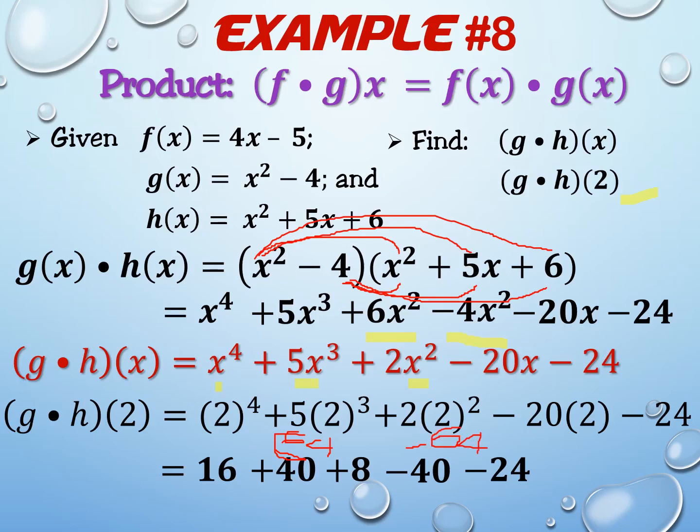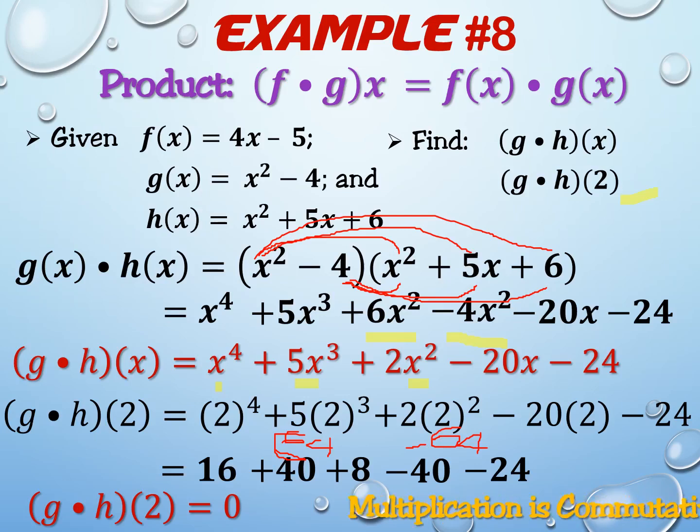Now we combine the two. Positive 64 and negative 64. What's your answer? Okay, if your answer is 0, you are correct. So the final answer will be g times h of 2 is simply equal to 0. Okay, did you follow, guys? Okay, I hope so. Again, remember that multiplication is commutative. Even if you write x squared plus 5x plus 6 first, and then you write x squared minus 4 second, you will still get the same answer for this one. Okay? I hope that is clear.